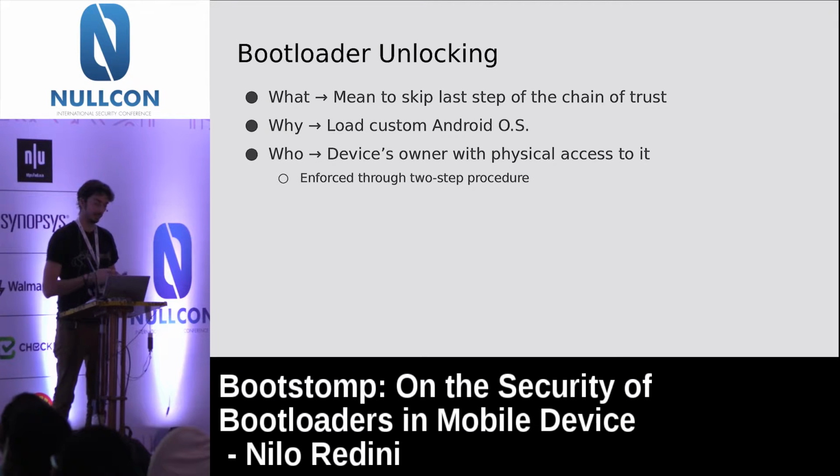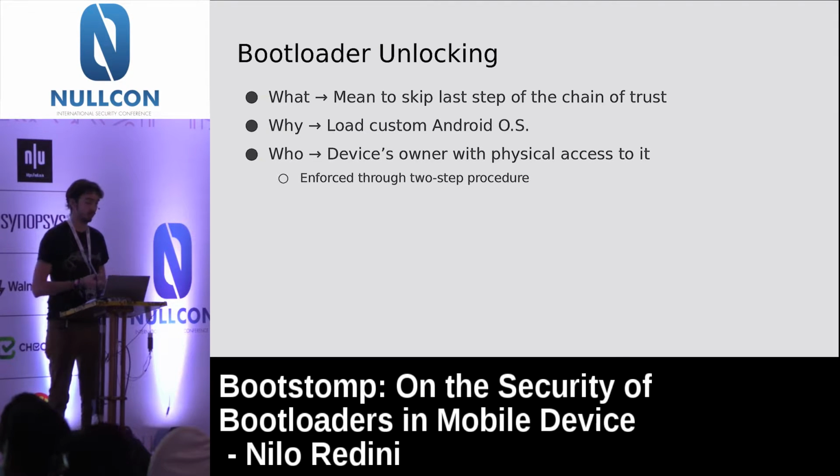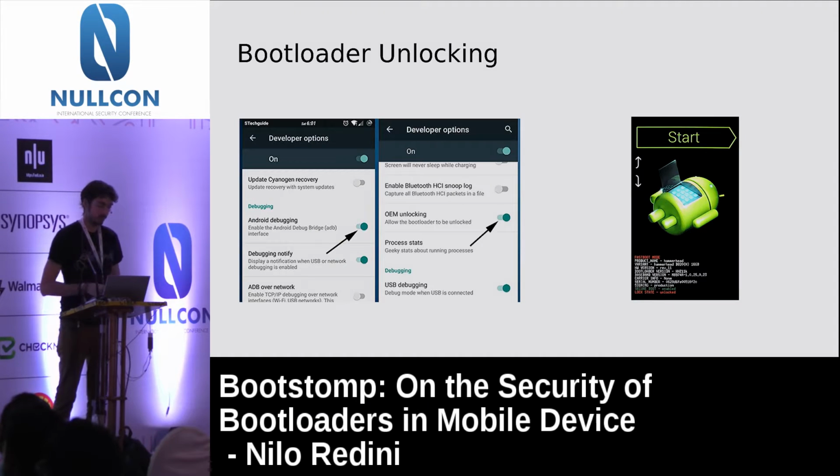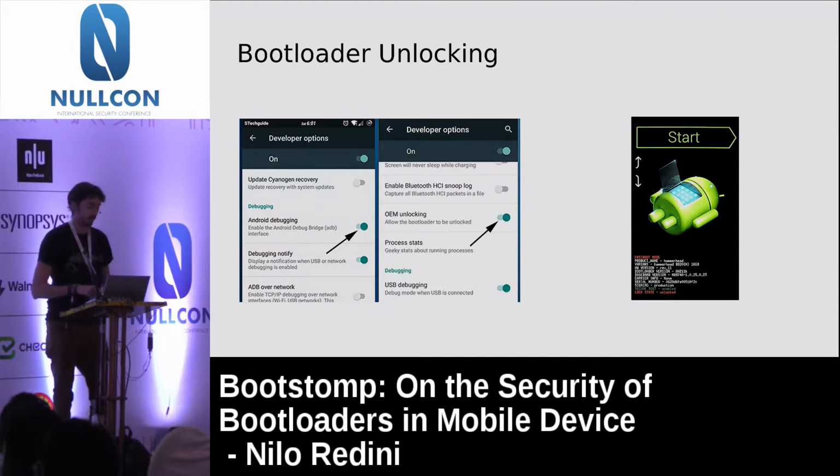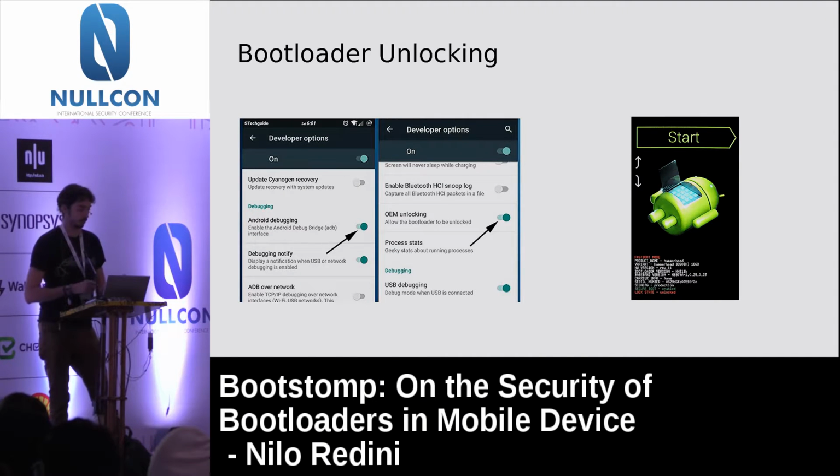And this last step is actually enforced through a two-step procedure. Let's see this procedure. First of all, the user has to unlock the phone, using their PIN, password, whatever. They have to set a precise option in the Android settings called OEM unlocking. After that, they have to reboot the device, enter what is called fastboot mode, and send some commands to finally unlock the bootloader.